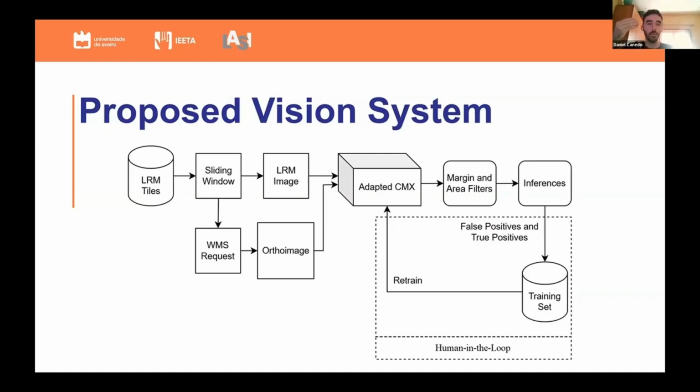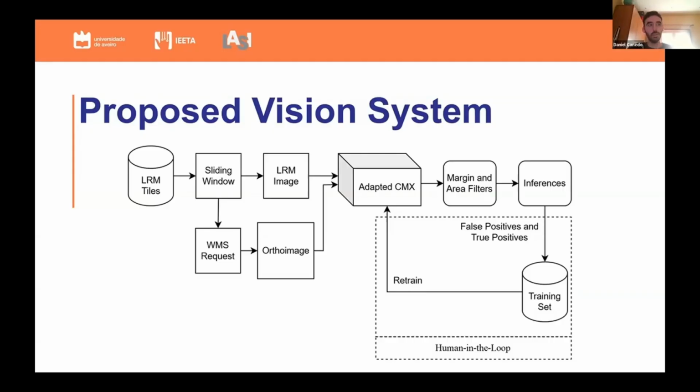Then the model produces some inferences that are filtered by a post-processing block to filter obvious false positives, and then we have our final inferences. After that, we do a human in the loop process where we have our expert archaeologists analyze those inferences and say, okay, this is an obvious true positive, this is a false positive, this I'm not so sure, and so on and so forth. And with that feedback, we are able to enrich our dataset with more images and retrain the model.